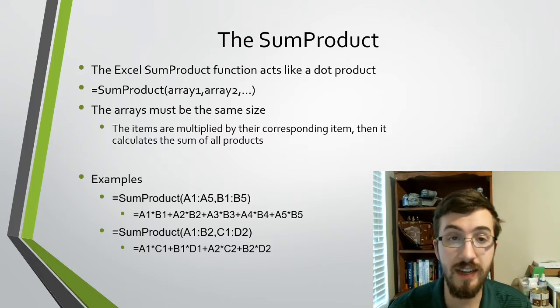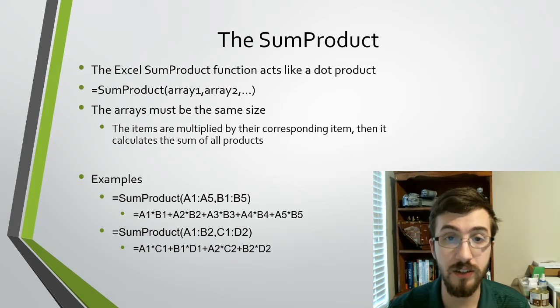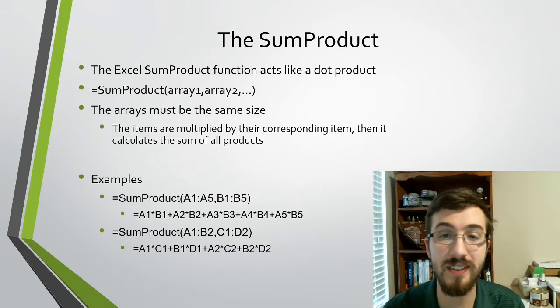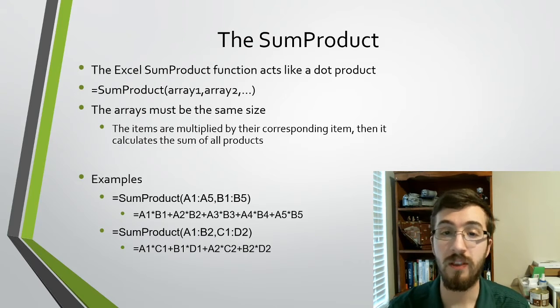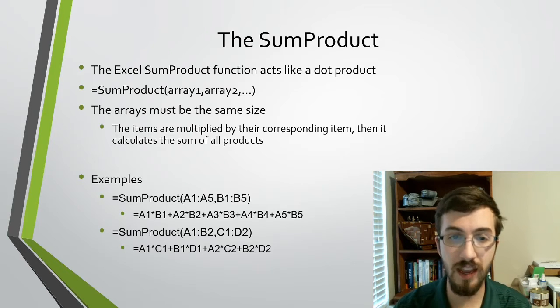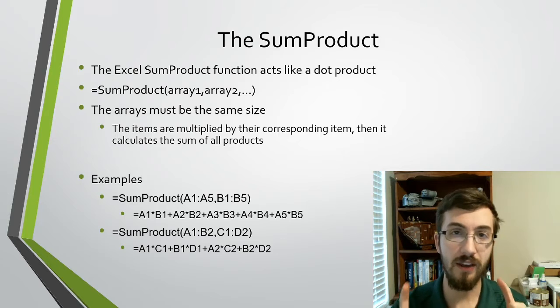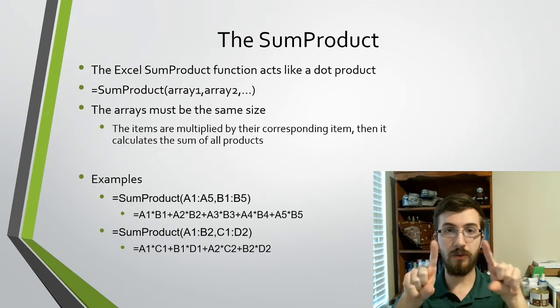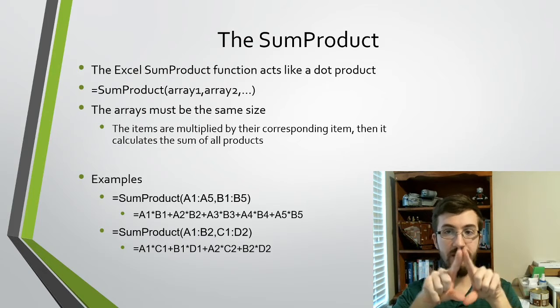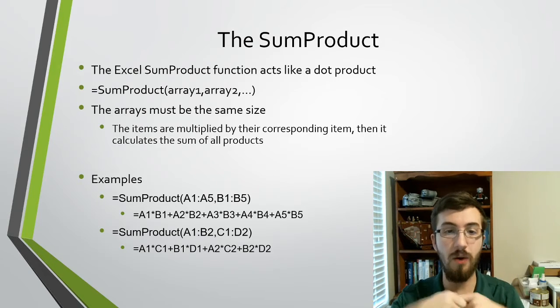Anyway, the syntax is equals SumProduct of, and then array 1, comma, array 2, comma, and you can have more, but for the most part we're going to focus only on two arrays. First rule, they all have to be the same size. What happens is you take your two arrays, and maybe they're just columns, and you multiply them together. You multiply each item by the item in the other array that matches it. Then you just sum all of them up.